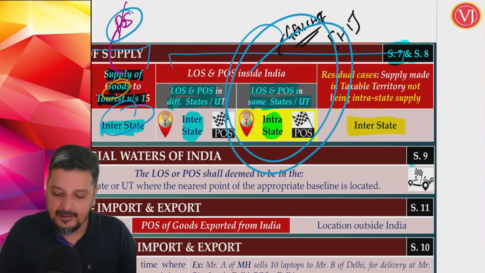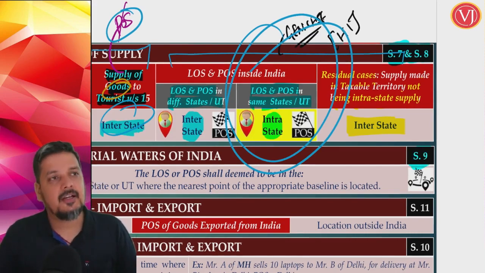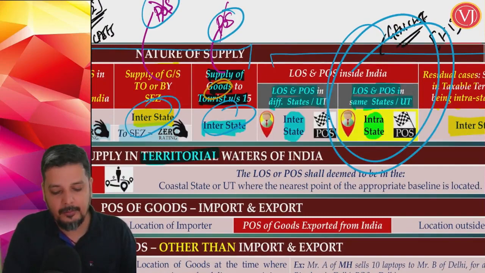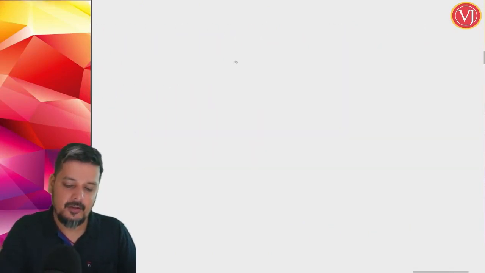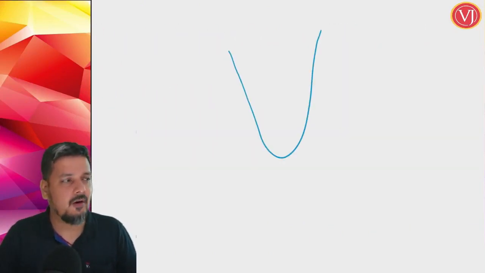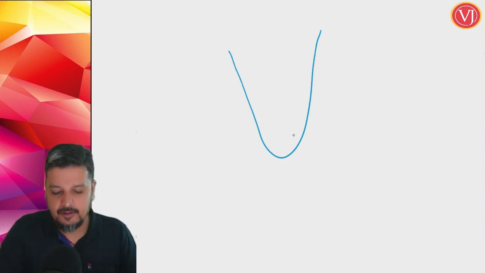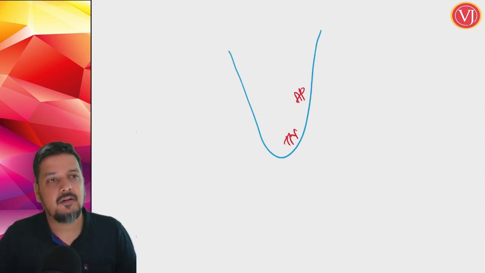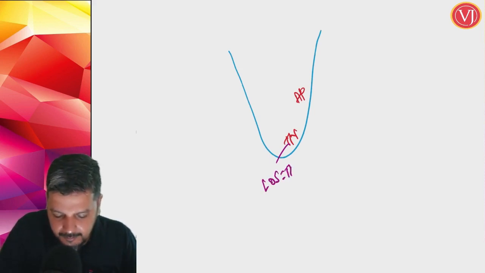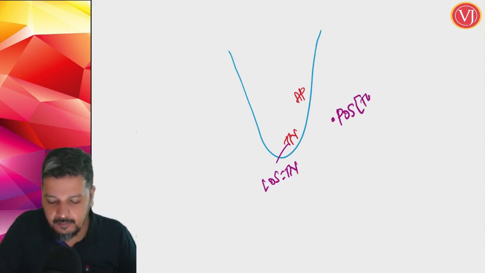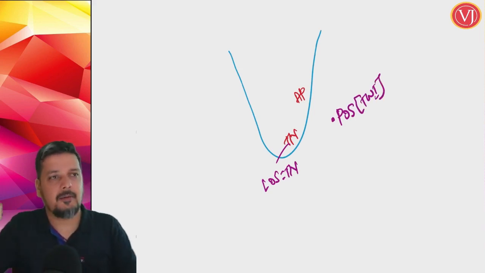And section 9 is an utter time pass section. It talks about what if your LOS or POS is in territorial waters of India. I'll explain this with a very simple example, and by default you'll have an answer. What if I tell that you're talking about Tamil Nadu and say Andhra, right? What if the location of supplier is in Tamil Nadu, and the place of supply is in territorial waters, place of supply is in water. It can be in water area as well.